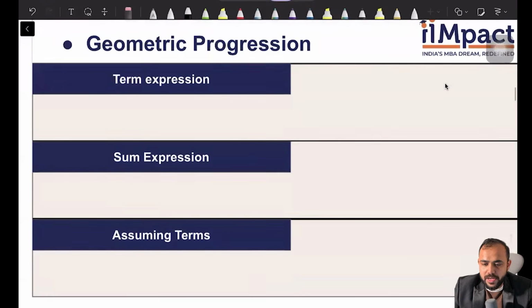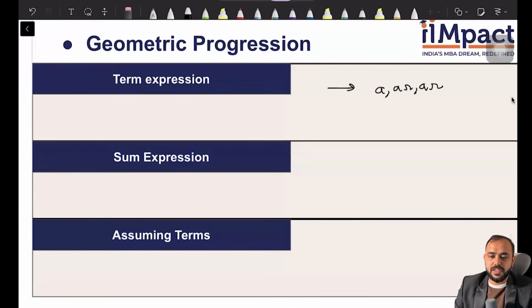Now, geometric progression, we don't really even have to waste time on this. This is a product result. Each term gets multiplied. Each term takes the previous term and multiplies with it something we call the common ratio. So the division of subsequent terms gives you the same number, which is R, which is called the common ratio. So your term expression will be Tn is equal to A times R raised to power n minus 1.